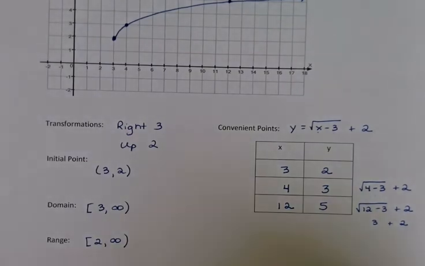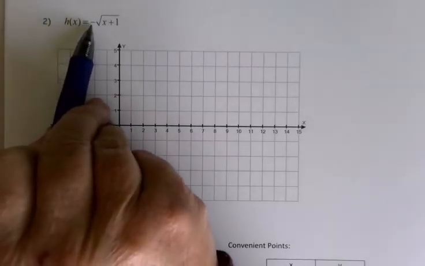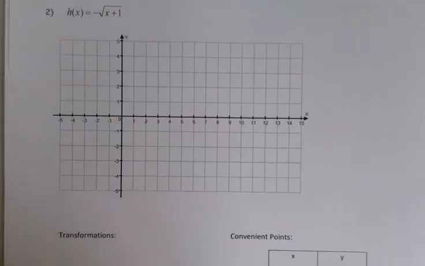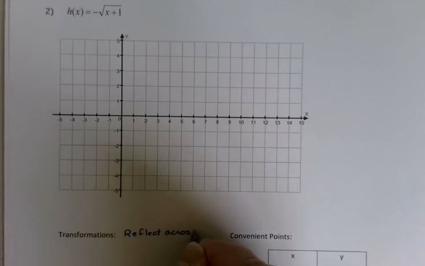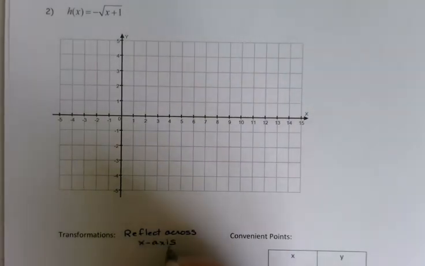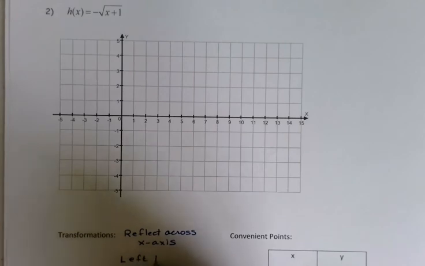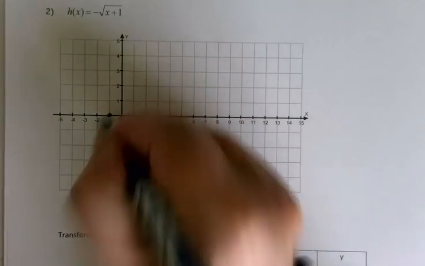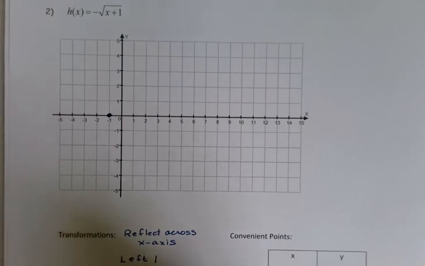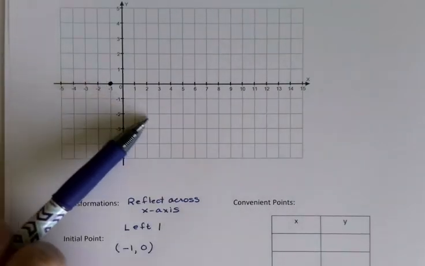All right, let's try a couple more graphs. In example 2, I see a negative out in front, which is going to turn this upside down or reflect it across the x-axis. And then also this plus 1 here is going to shift us left 1. So going from 0, 0, I move left 1. There's my initial point at negative 1, 0. And then it's going to be reflected across the x-axis, so I'm expecting it to be down here.